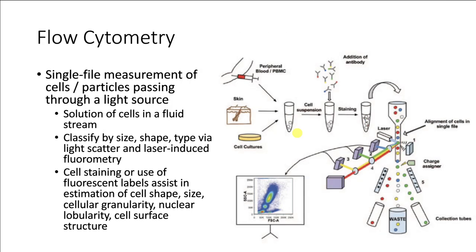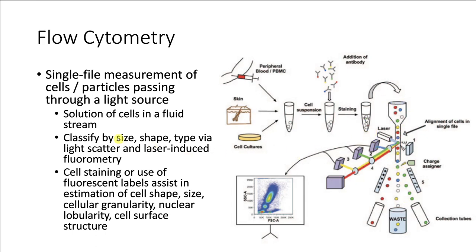Flow cytometry. You will be talking a lot about this in other classes as well, but it's the process of forcing cells into a single file line that passes through a light source. So it's a solution of cells in some sort of fluid stream. When light bounces off of a cell as it's passing through, the light gets scattered either forward or off to the side. Knowing that, we can classify the size and the shape of the cell via light scatter. We can also add in fluorometry to make it even more specific, by adding markers to each of these cells.